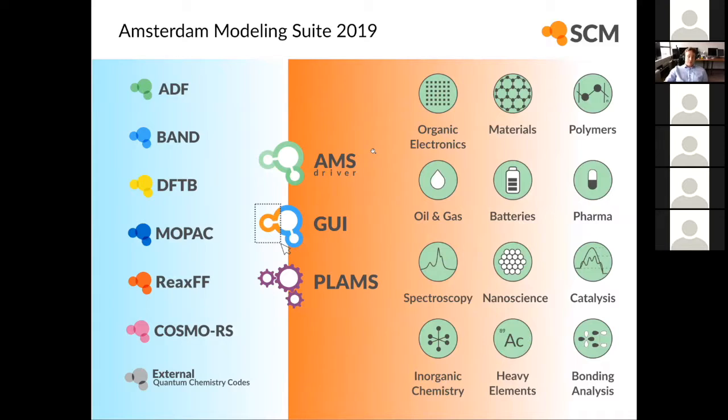So all of these programs, in a recent effort, we tried to merge into the so-called AMS driver, to have them as a single executable with the intention to share functionality across different programs. This gives our users access to a large number of different applications in various fields. And this is then also accompanied by a graphical user interface as well as a Python scripting environment. So the GUI is the graphical user interface, and PLAMS is the Python library for automating molecular simulations.